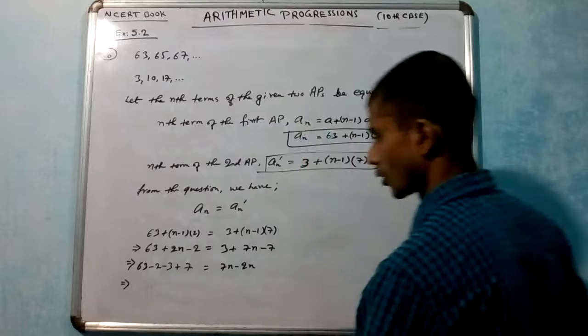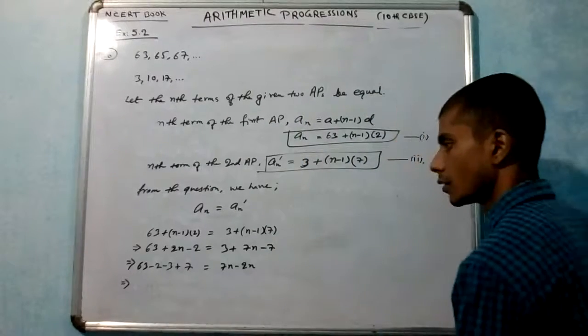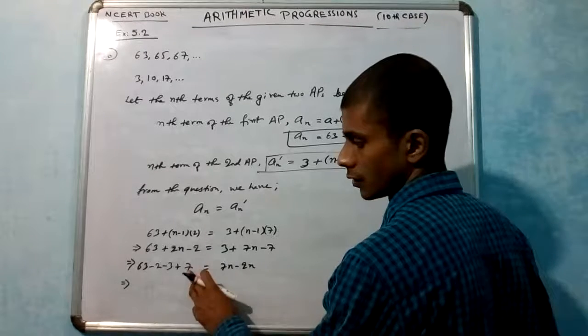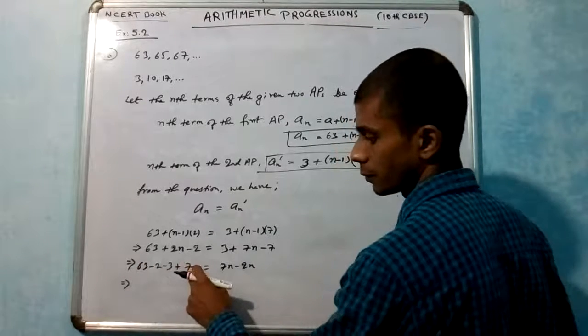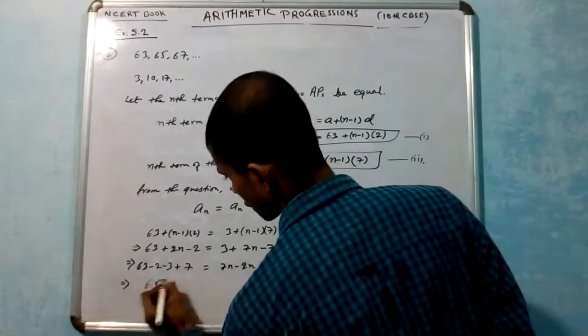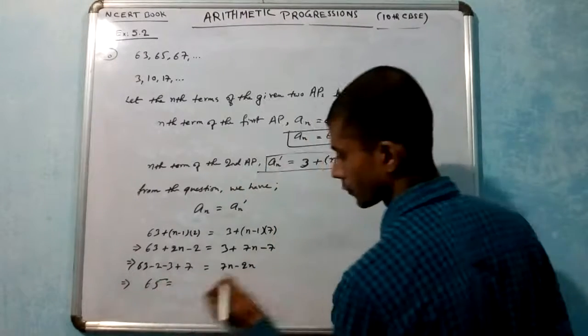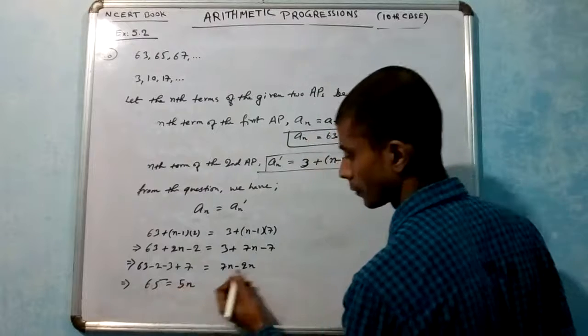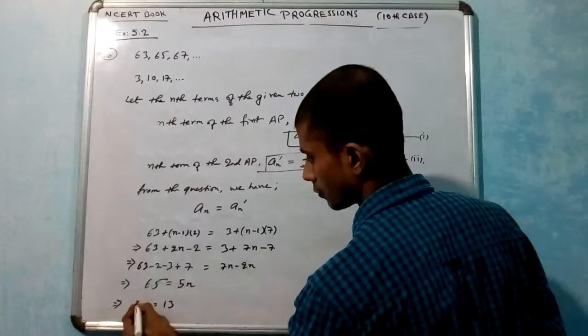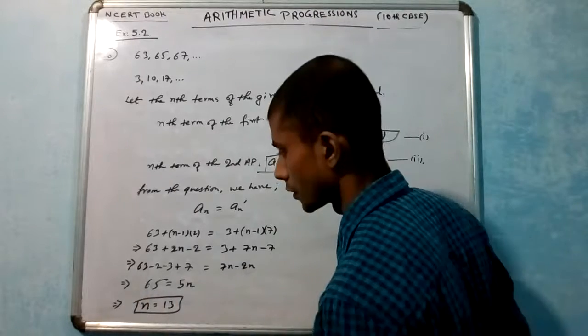Now how much is this? 63 plus 7, how much? 70. 63 is in plus, 7 is in plus, so 63 plus 7 is 70. 70 minus 5, yes, 65. So 65 here is equal to 7n minus 2n, which is 5n. So n is equal to 65 by 5, that is 13.